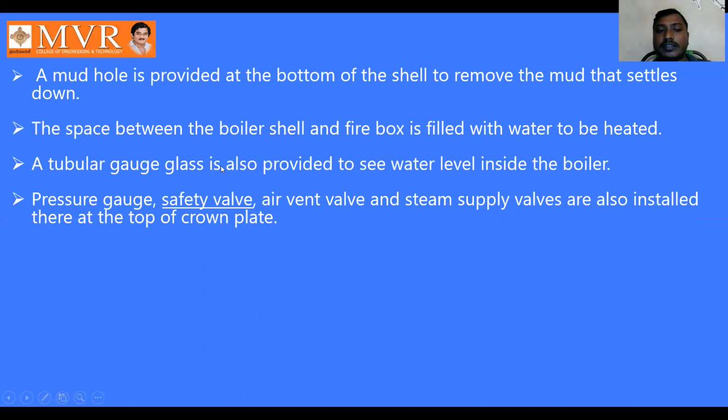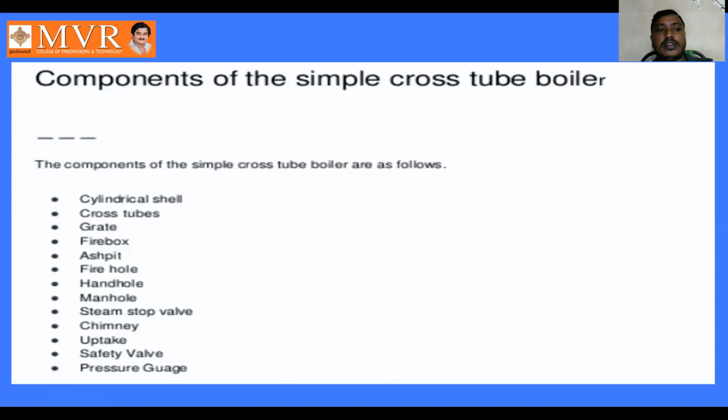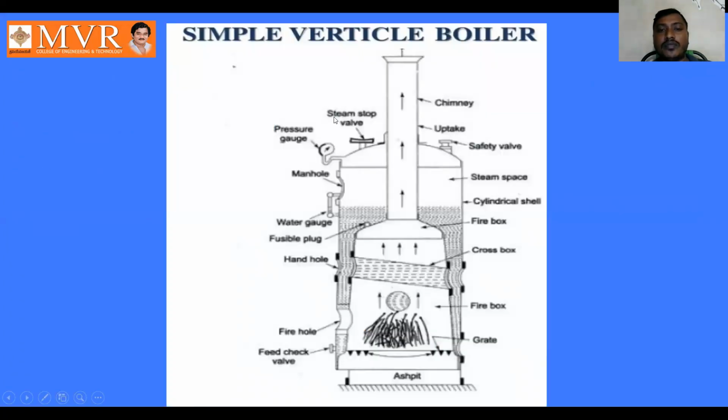A tubular glass is also provided to see the water level inside the boiler. Pressure gauge, safety valve, air vent valve, and steam supply valves are also installed at the top of the crown plate. We can observe here that the steam stop valve is used to control the steam which leaves the boiler. This is the pressure gauge; it shows the steam pressure. And this is the manhole, through which a man can enter the boiler for cleaning purposes.